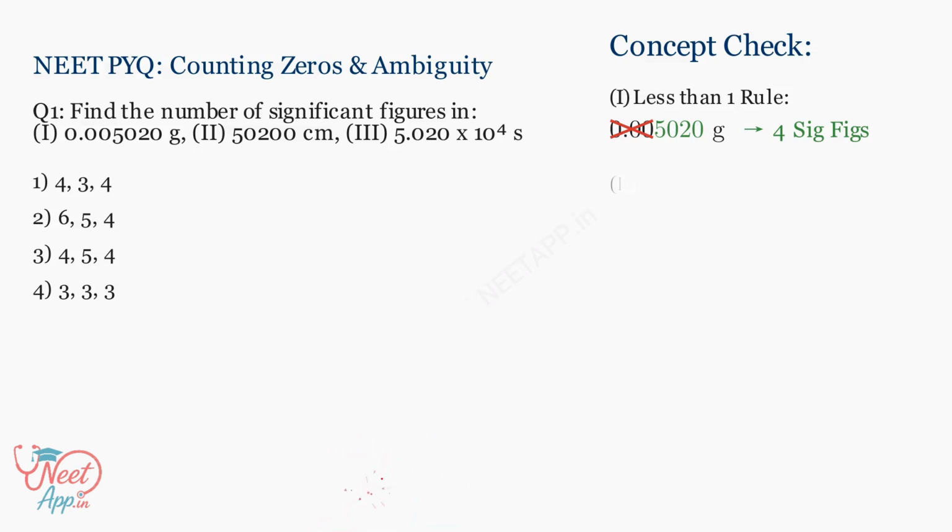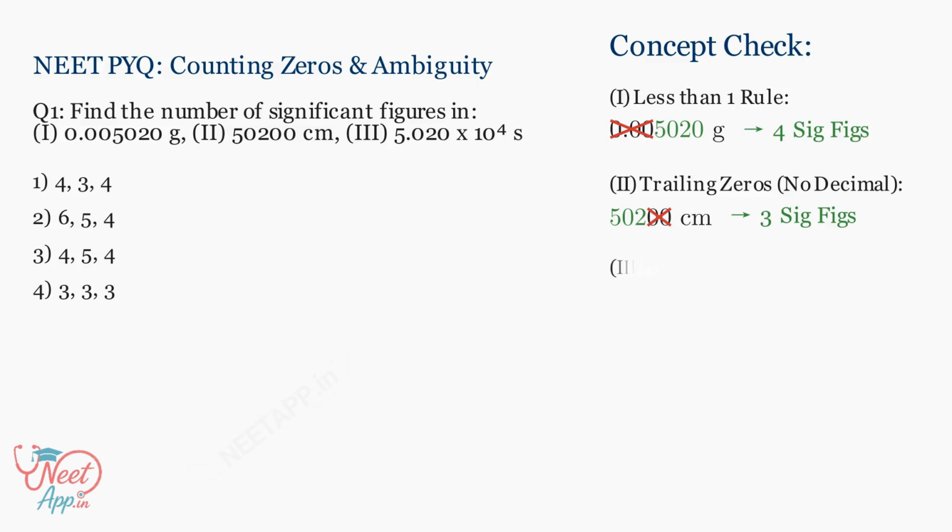Measurement 2 is 50,200 centimeters. This is a number greater than 1 with no decimal point. According to NCERT, terminal zeros in a number without a decimal point are strictly not significant. So we drop the 2 trailing zeros, leaving us with exactly 3 significant figures.